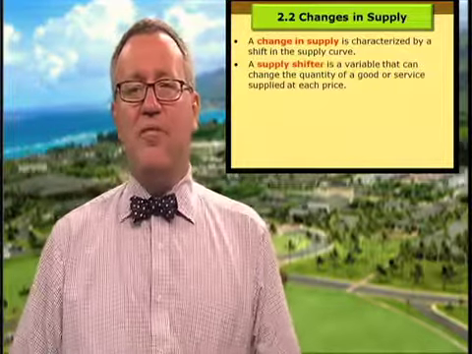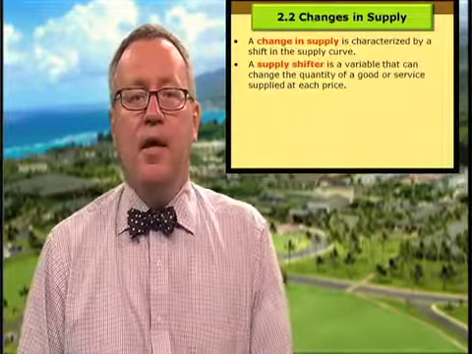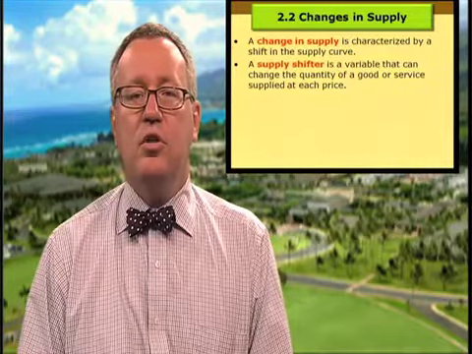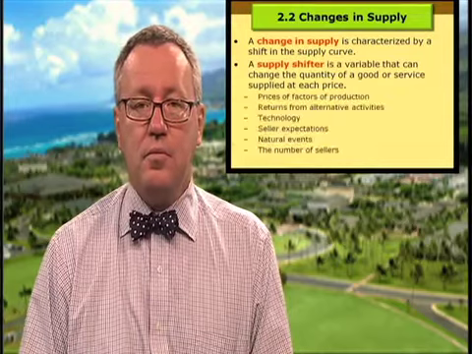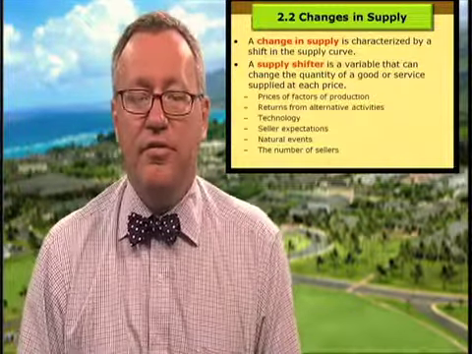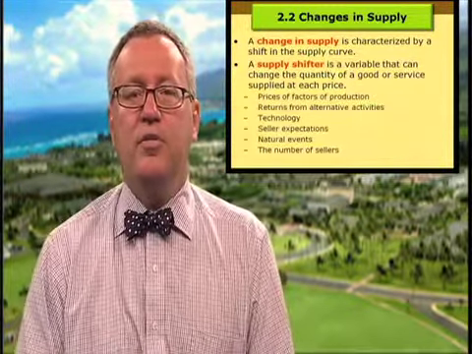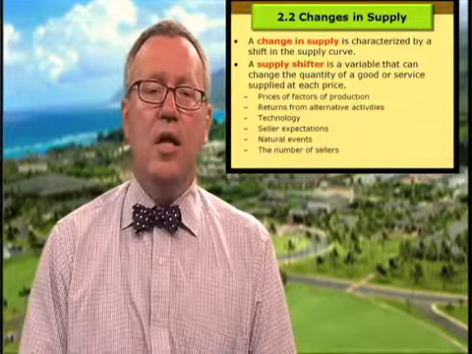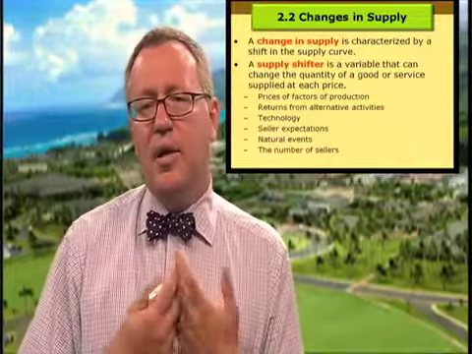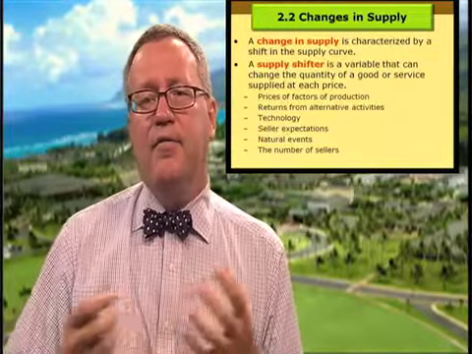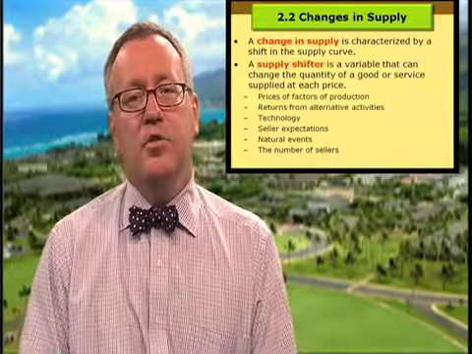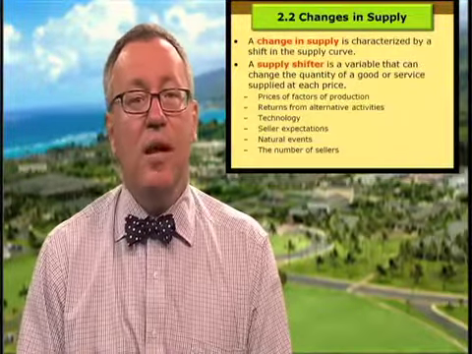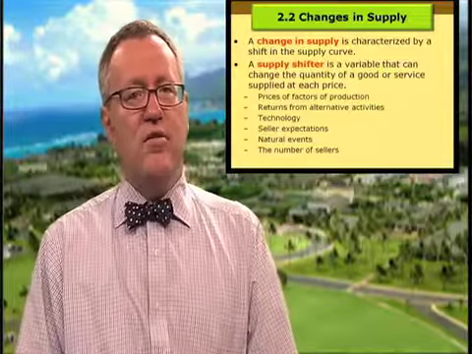A supply shifter is some variable other than price that allows the quantity of a good or service supplied at each price to move. Some of those things include prices of factors of production, returns from alternative activities, technology. Now remember, in this technology section, we talk about technology as being the fundamental knowledge and capability we have to produce a product. Seller expectations, natural events, the number of sellers. All of these things are variables which cause the supply curve to shift.